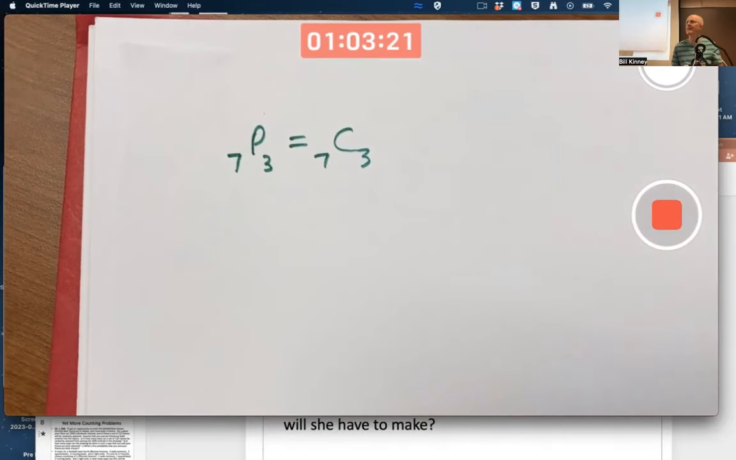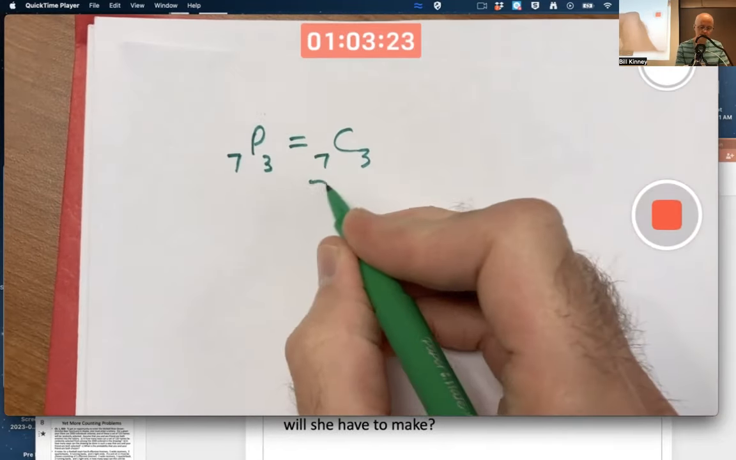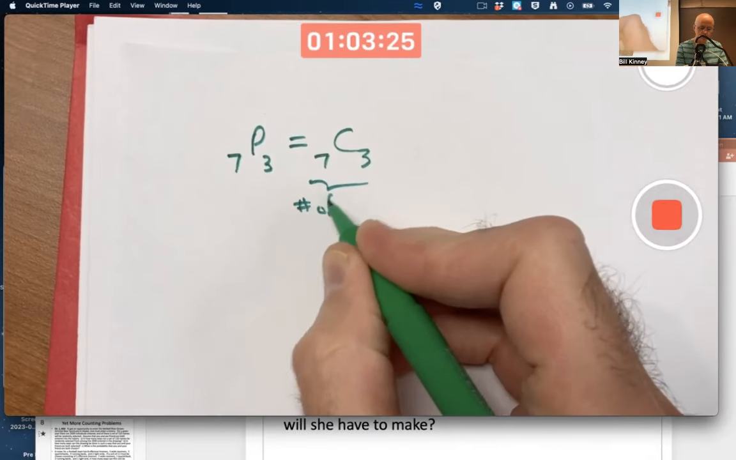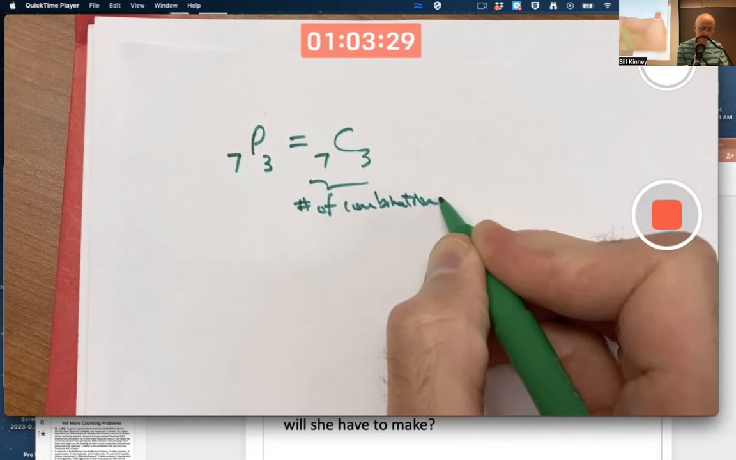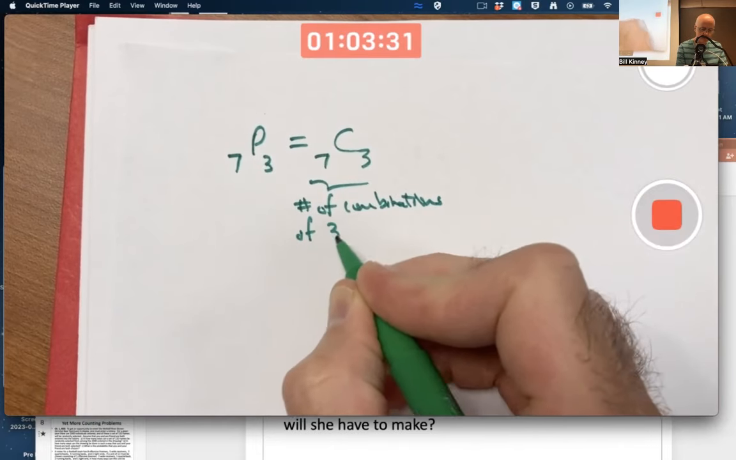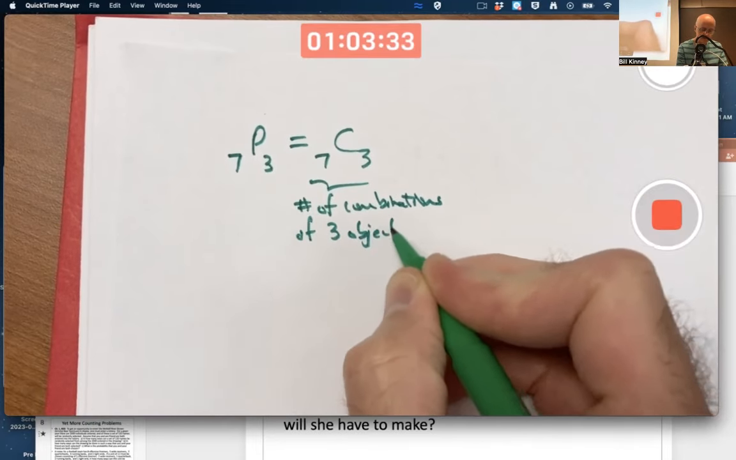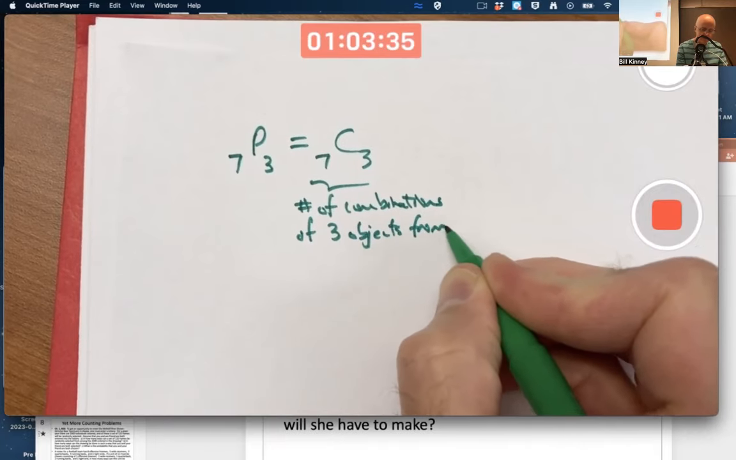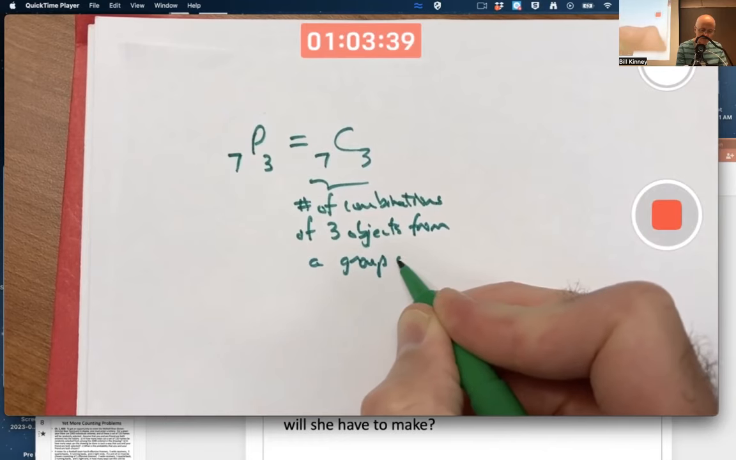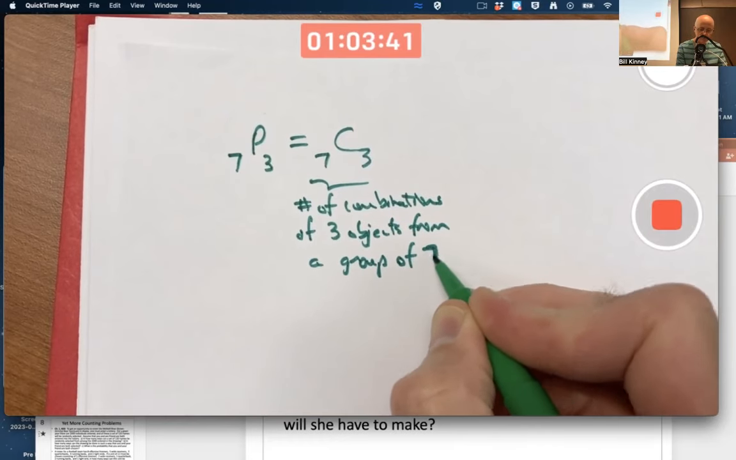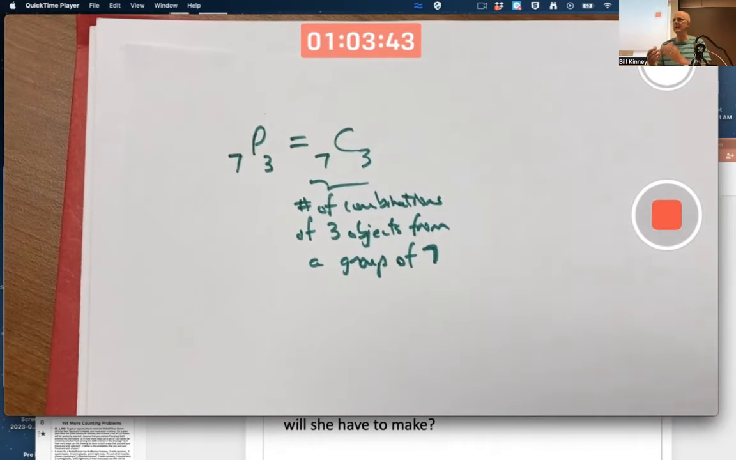7C3. Number of combinations of 3 objects from a group of 7. That is the quantity in symbolic form that is going to be the answer to this question of picking 3 people from a group of 7 to go to the conference.